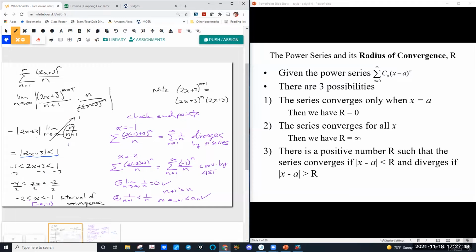What we would do if we wanted the radius, we would take this and notice the a is there, but there's no coefficient on x. So whatever x is being multiplied by, you divide everything by it. So in this case, we would divide everything by 2. So what would that do? That would leave us with x plus 3/2 is less than 1/2. That 1/2 is our radius of convergence.